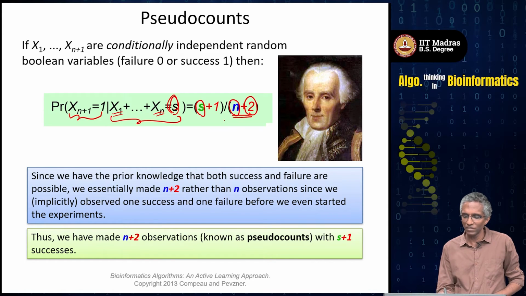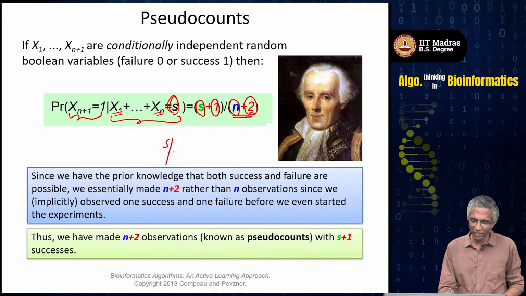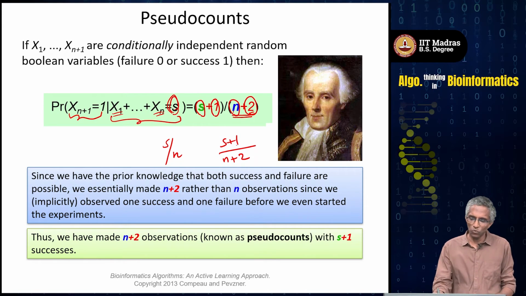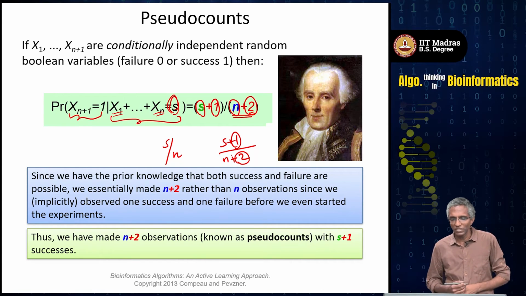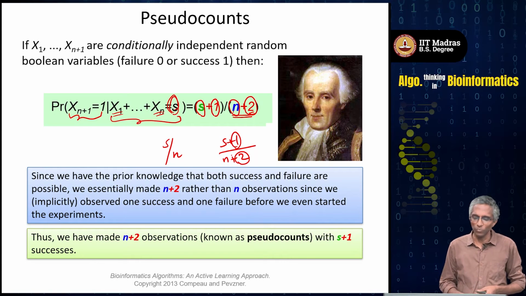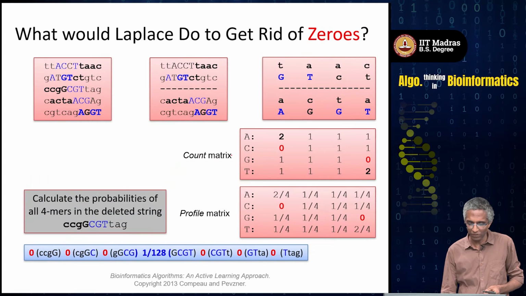Then I have s successes observed in these n experiments, and out of the 2 dummy experiments, 1 is a success, 1 is a failure. So, I just add 1. Instead of s over n, a better estimate is s plus 1 over n plus 1 plus 1, or n plus 2. These 1s and 2s are called pseudo counts. And this is what Laplace said and how he calculated the very small probability, not equal to 0, for the sun to not rise tomorrow.